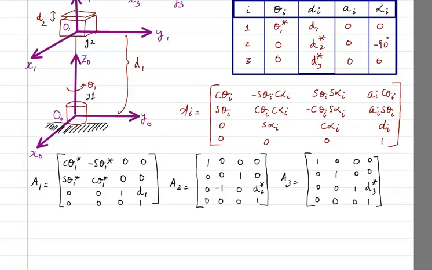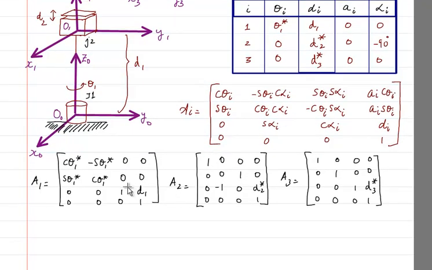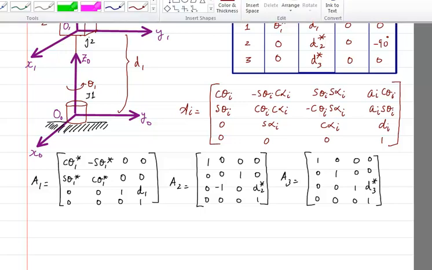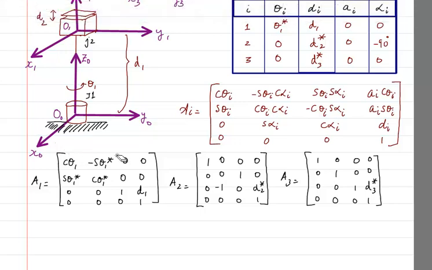One small correction I have to make here: I should avoid writing the star here, because once we write it in a matrix we don't write the star. If you remember, the star we used to write when it was actually a variable. It's a variable in the table, but once we write it in the matrix we avoid the star. Okay, so this is A1, A2, A3.